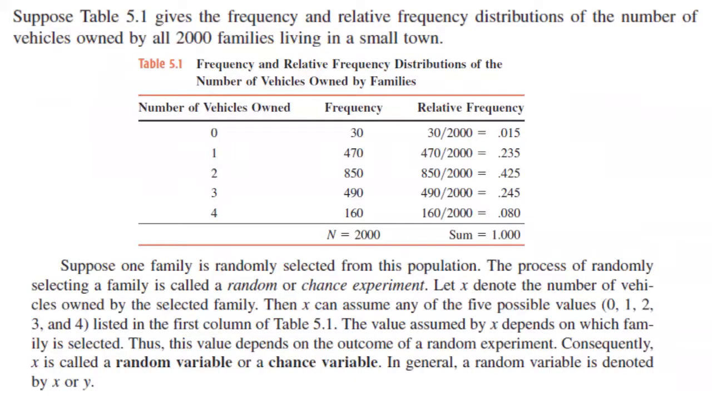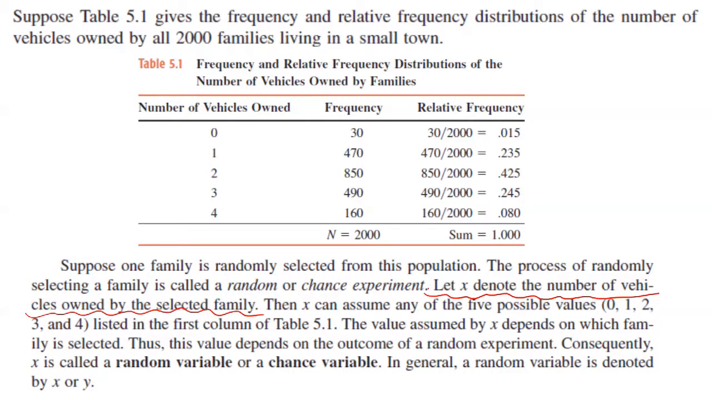Okay, let's see another example. The following table gives the frequency and relative frequency distribution of the number of vehicles owned by all 2,000 families living in a small town. Suppose one family is randomly selected from this population. The process of randomly selecting a family is called a random or chance experiment. Let X denote the number of vehicles owned by the selected family. Here we have a letter X denoting the number of vehicles owned by the selected family.